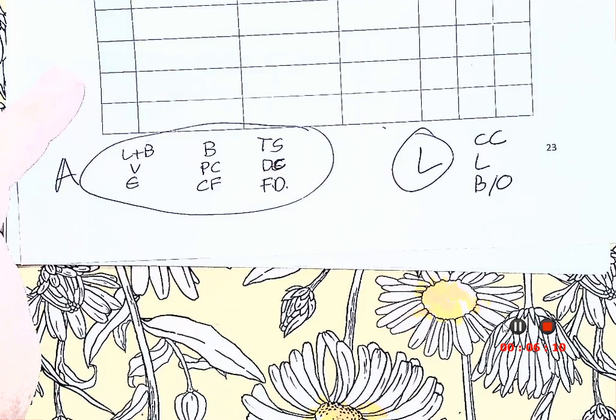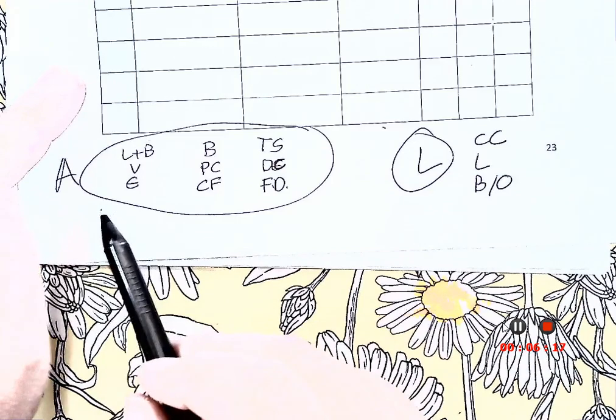Cash float. What does G stand for? Like what's after G? Okay, I'm reading it again. Please listen.